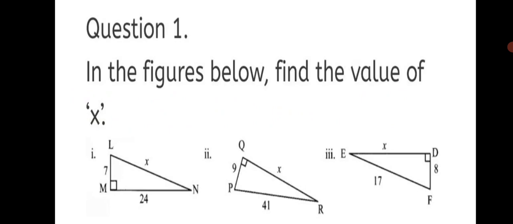Question number 1. In the figures below, find the value of x. So here you can see one side is missing and all are right angle triangles. If they are right angle triangles, we can use the theorem of Pythagoras to find the missing side. So let's start with the first sub question. We have triangle LMN where angle M is 90 degrees. That means the opposite side, that is side LN, is the hypotenuse.